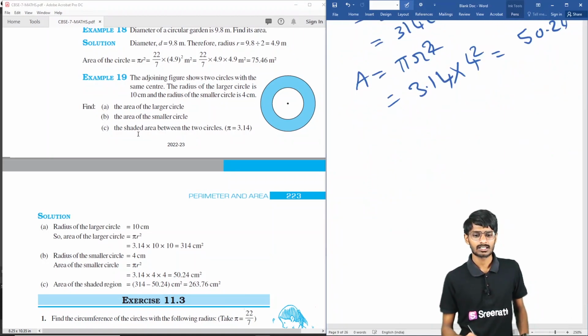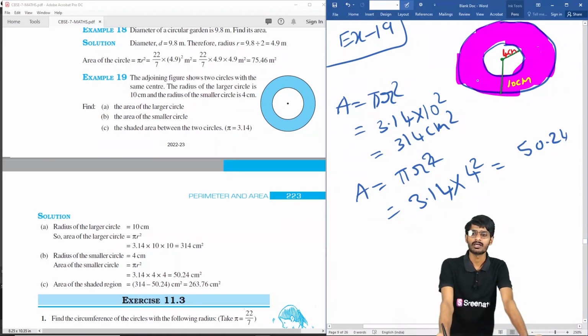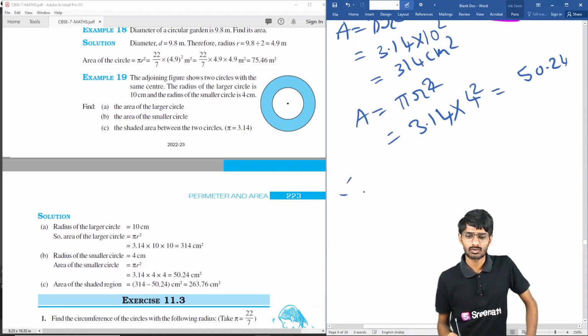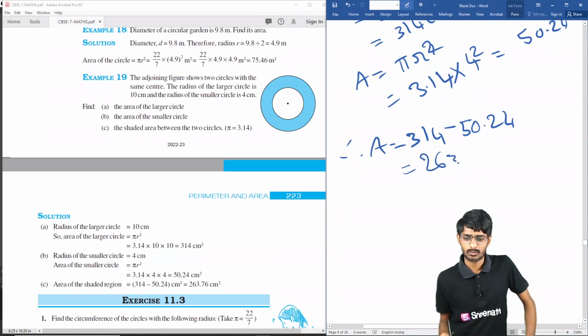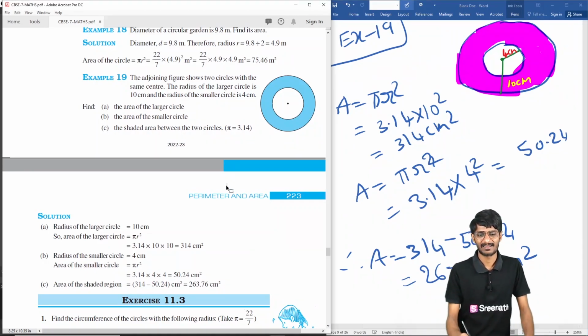Next, the shaded area between the two circles. What is the area of the shaded region which we have shaded now? How to find this, students? If you want that shaded area, you have to subtract the area of the small circle from the whole area. So the total area is 314 minus 50.24 centimeters square. You will get 263.756 centimeters square. This is the shaded area. That's it, students.